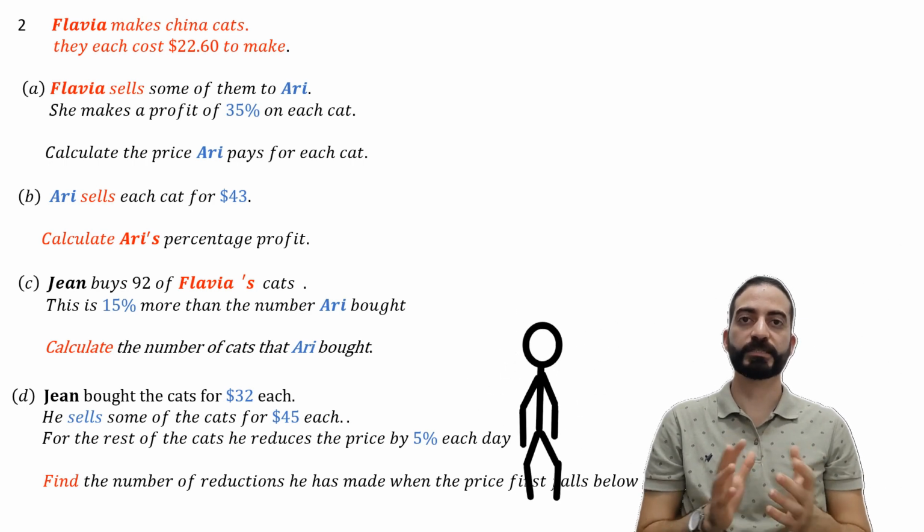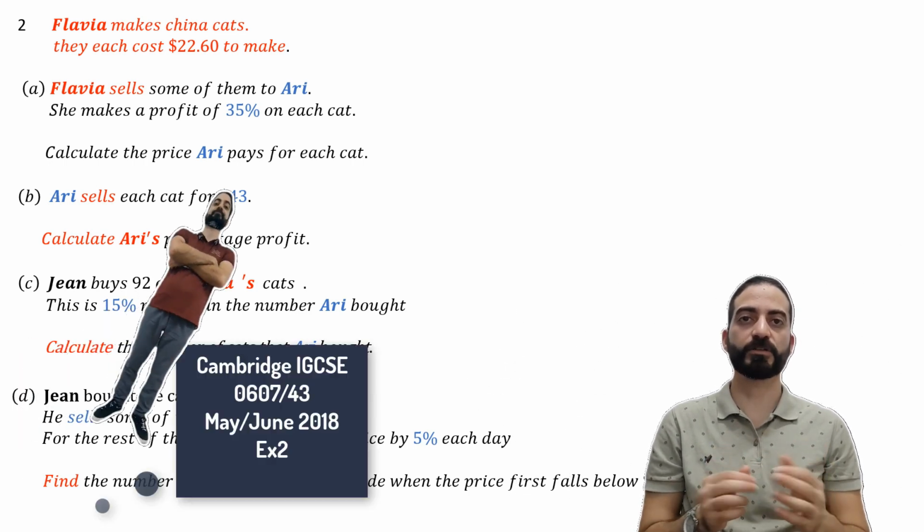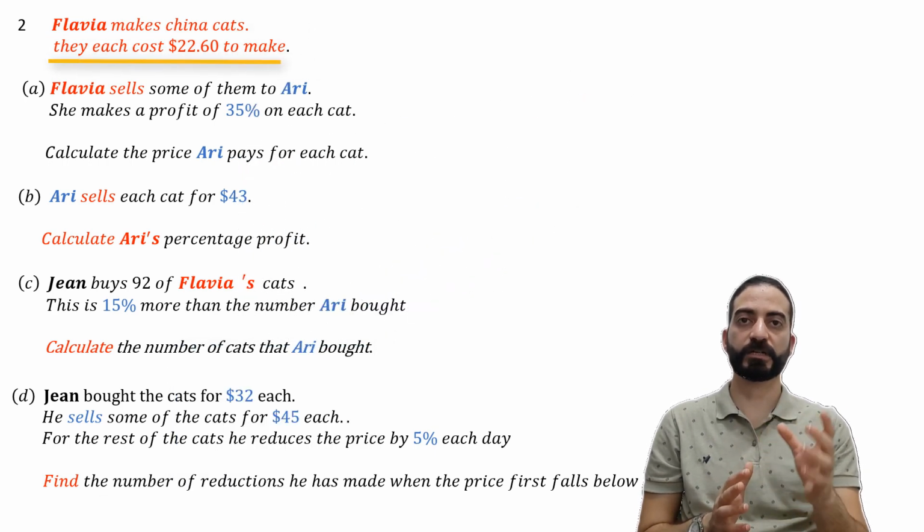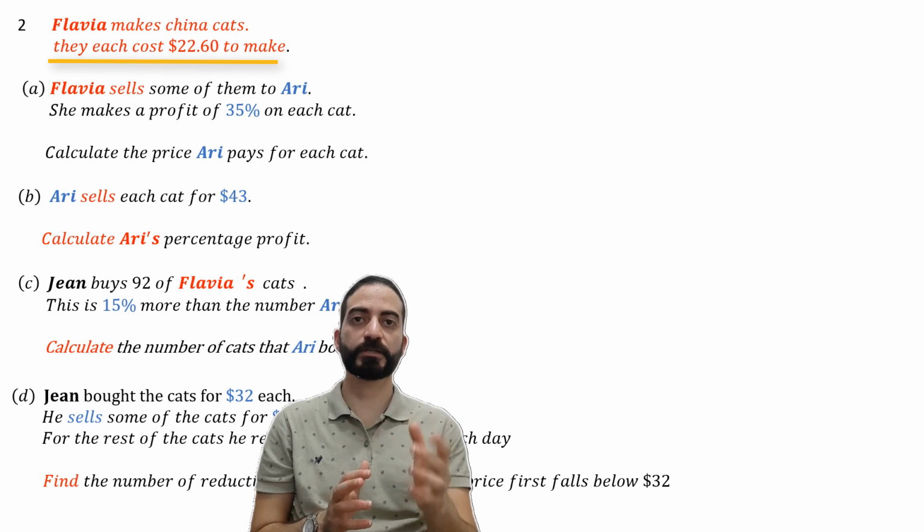Hello everyone, we'll start by solving question 2 of the Cambridge GCSE 2018 exam. Flavia makes china cats. They each cost $22.60 to make.